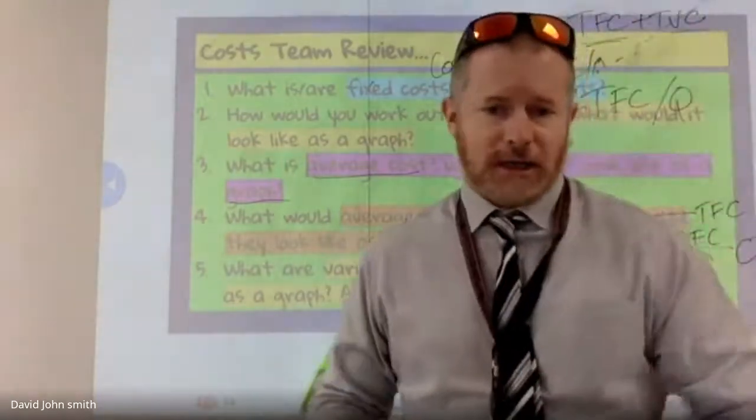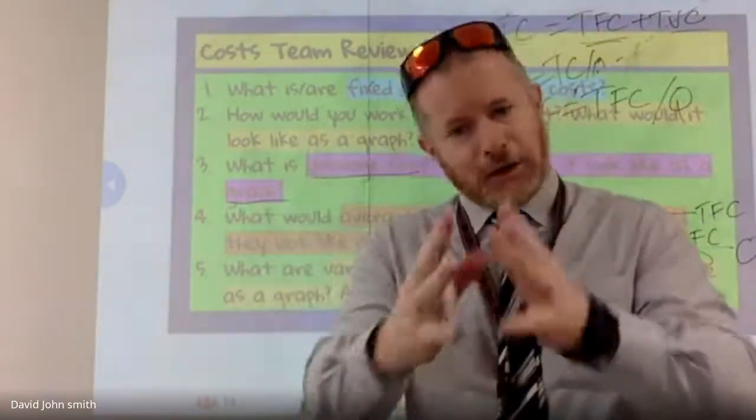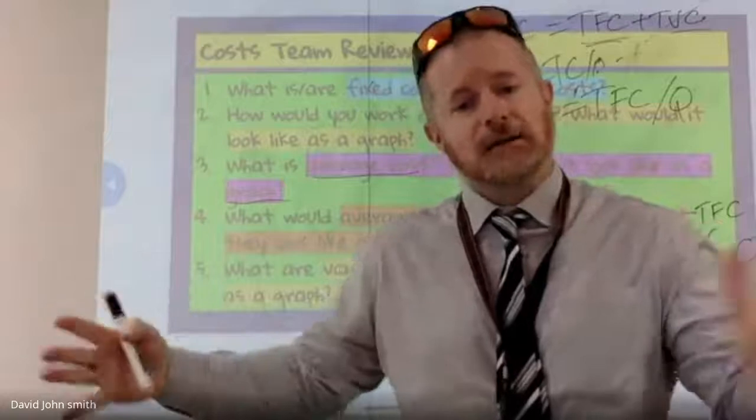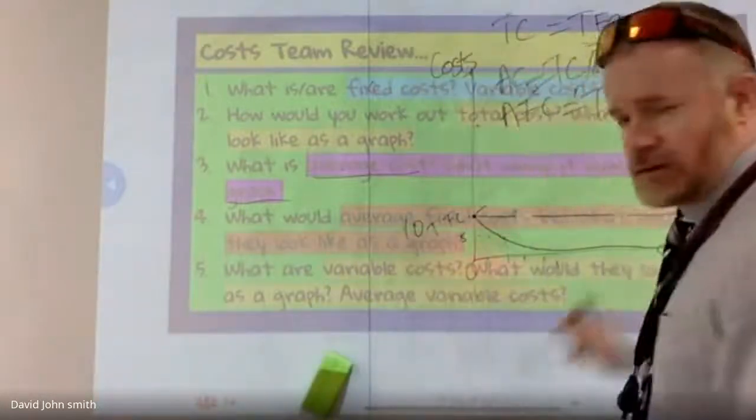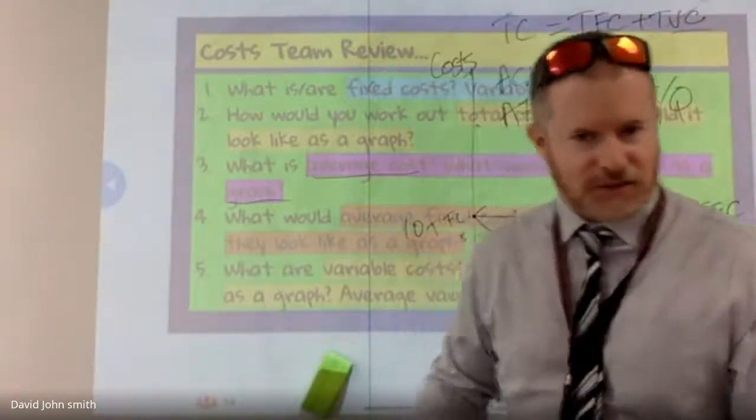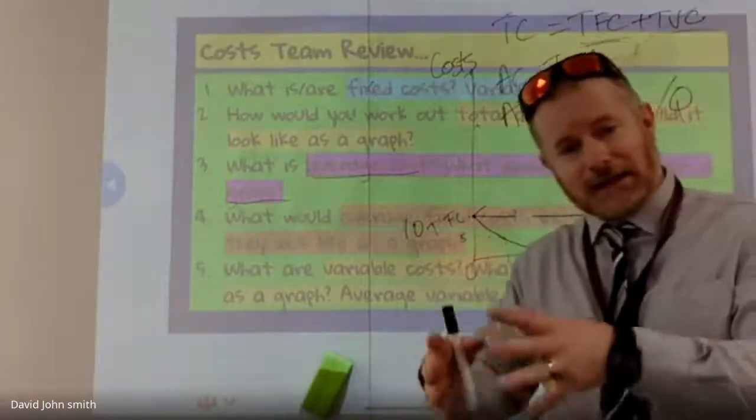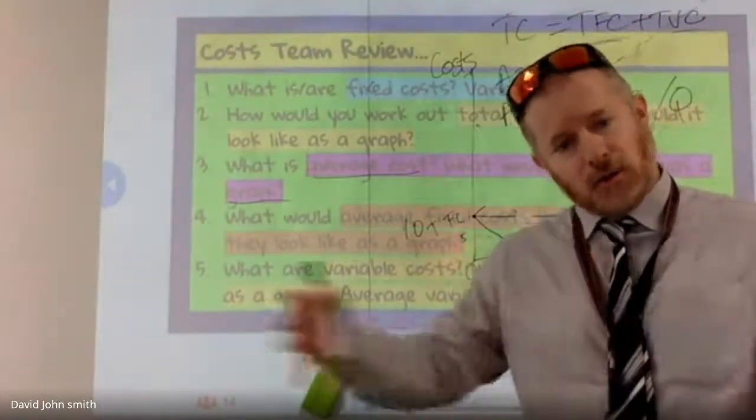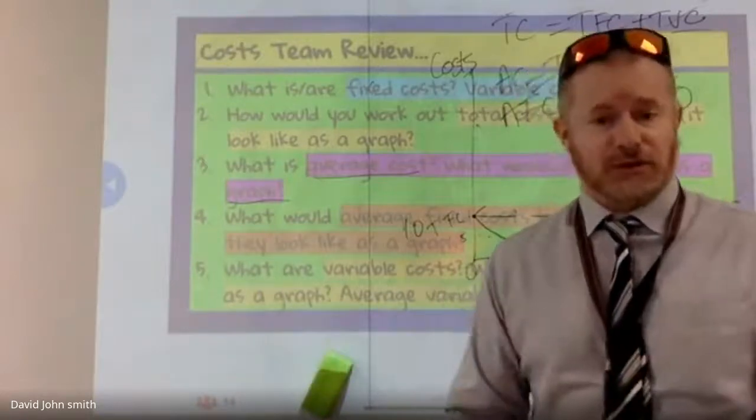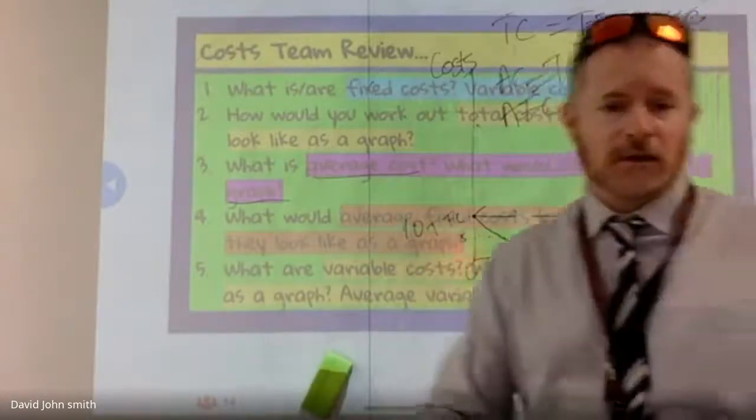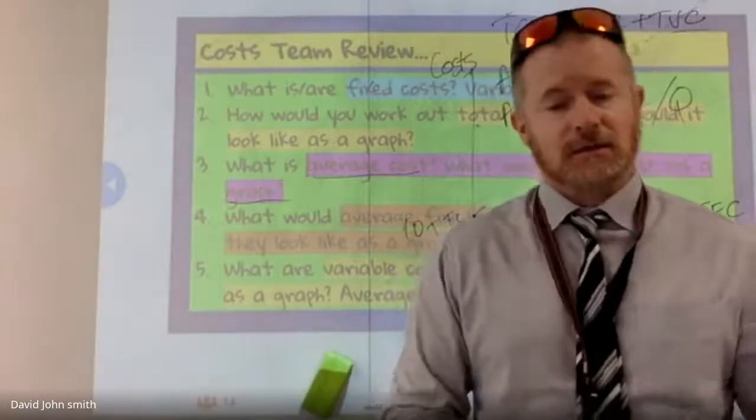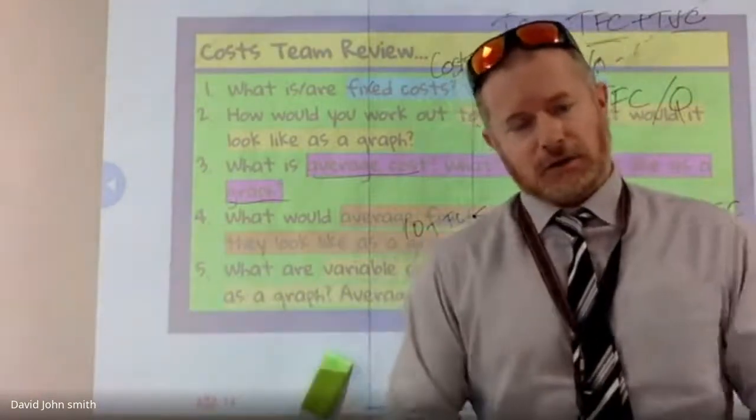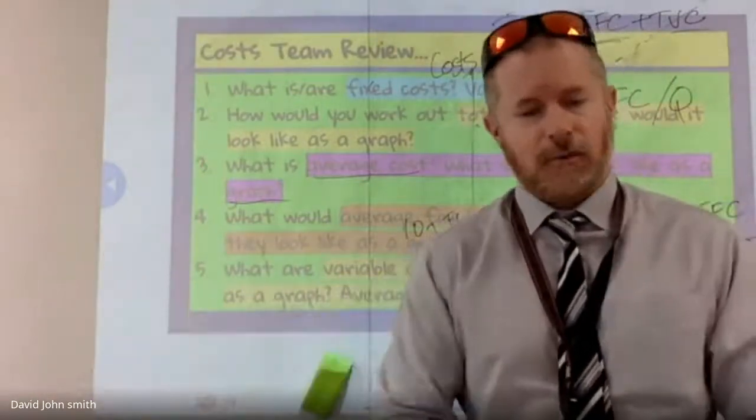Again, it's that same idea. You've got one number and you're spreading that number out amongst all of these quantities. You're spreading that total fixed cost amongst all of the quantity of output that you produce. So if it is $10, that's how much it costs you for your rent. Spread that out across your entire output.